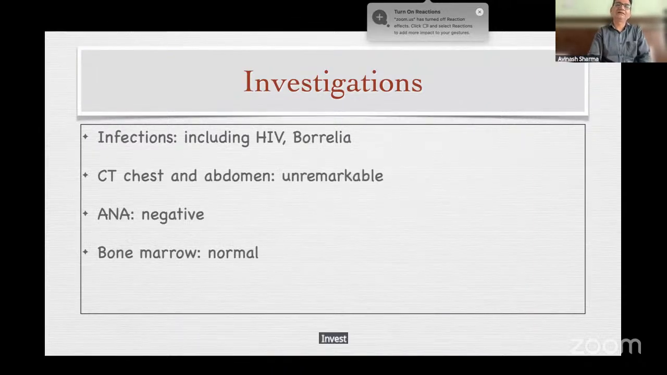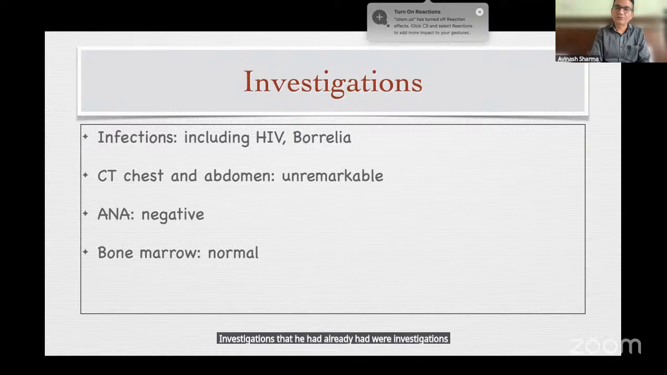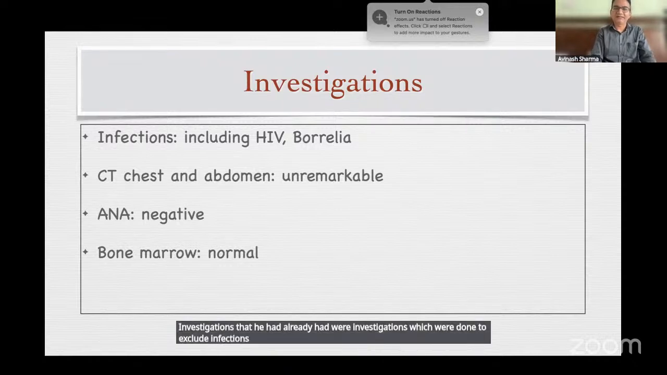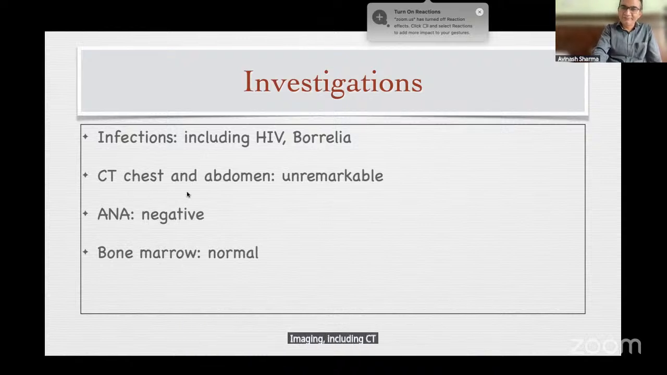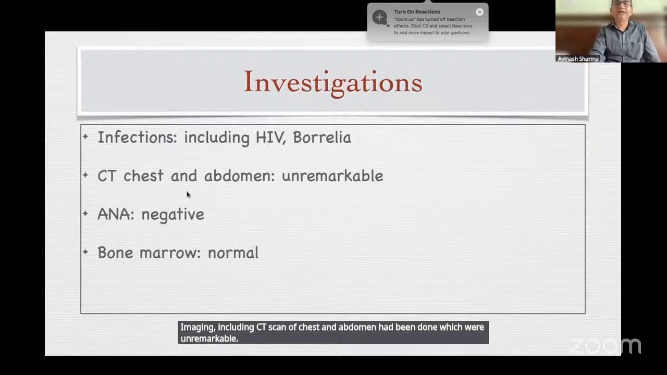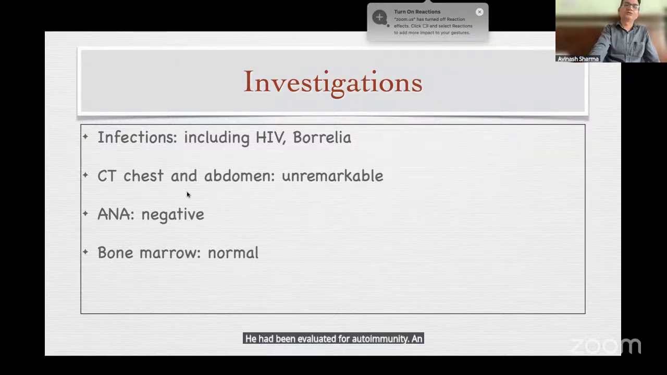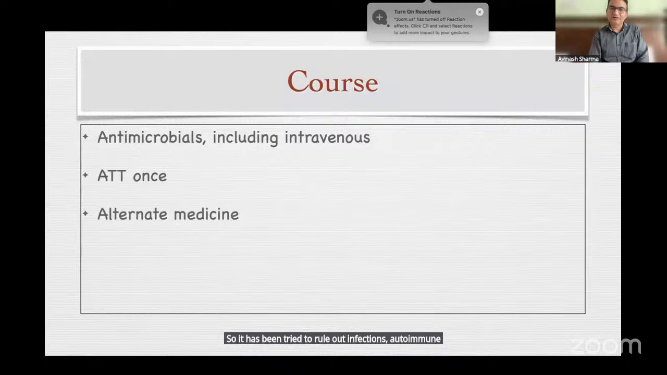Investigations that he had already had were done to exclude infections. Yes, naturally and correctly, all kinds of infections were ruled out, including HIV and some atypical infections like Borrelia. All kinds of infections he was evaluated for. Imaging, including CT scan of chest and abdomen, had been done, which were unremarkable. He had been evaluated for autoimmunity. ANA was negative, bone marrow was normal. So it has been tried to rule out infections, autoimmune conditions, malignancies, but nothing was remarkable.